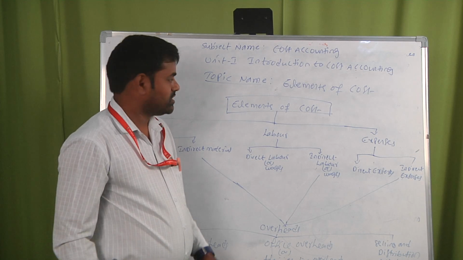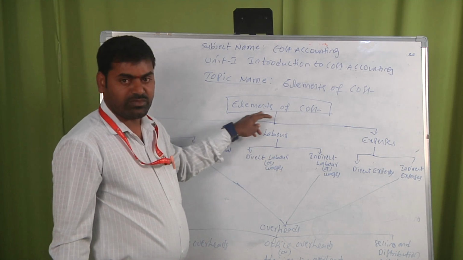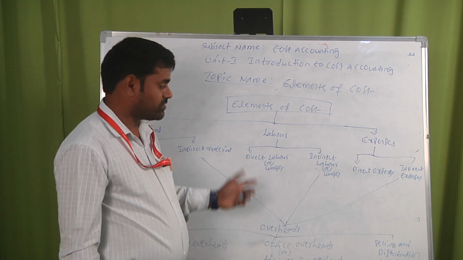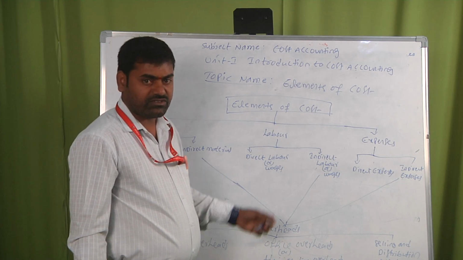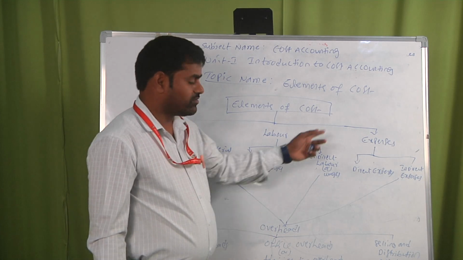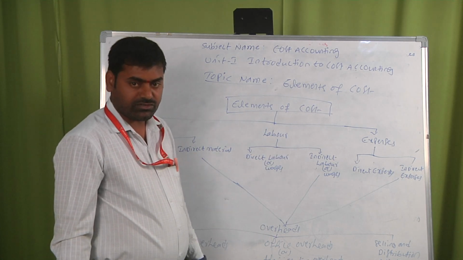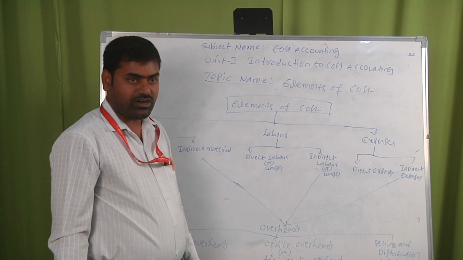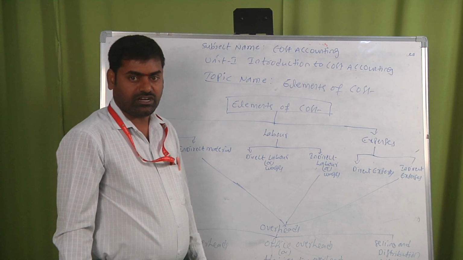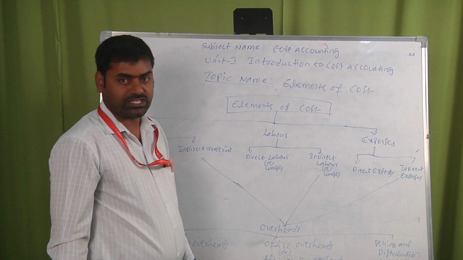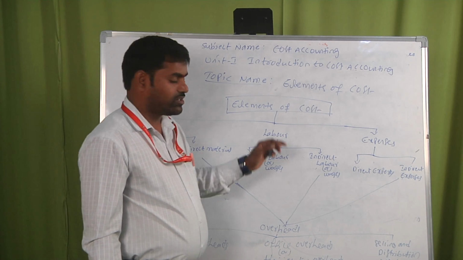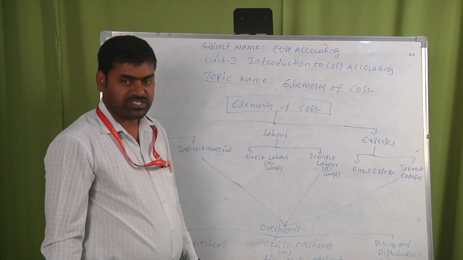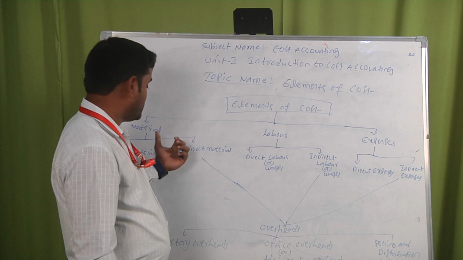Especially whenever we go for finding the cost of a product, first we want to discuss the elements of cost. Under these elements of cost there are three parts. The first one is material, second one is labor, and the third one is expenses. In the total cost, exactly 50% we require for material, then 30 to 40% for labor, and the remaining 20% for expenses. So first we are discussing material.